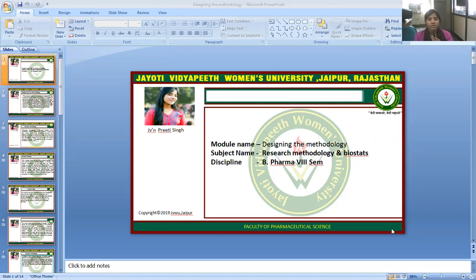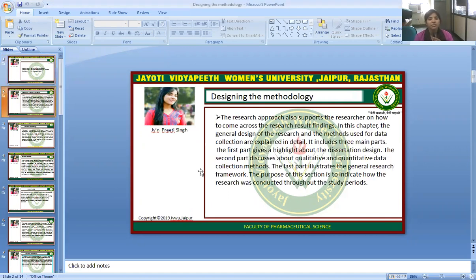Today, I will discuss the topic designing the methodology. This topic belongs to the research methodology and biostats for the B Pharm 8th semester. So now we come to what is designing methodology. Designing methodology, the research approach also supports the researcher on how to come across the research result findings. In this chapter, the general design of the research and the methods used for data collection are explained in detail.